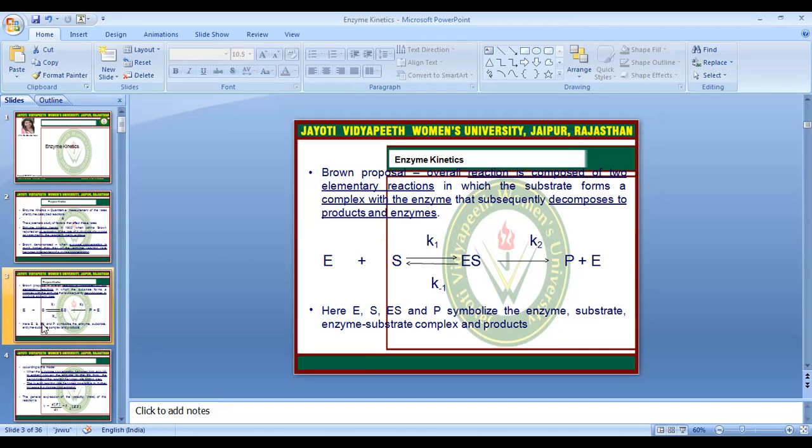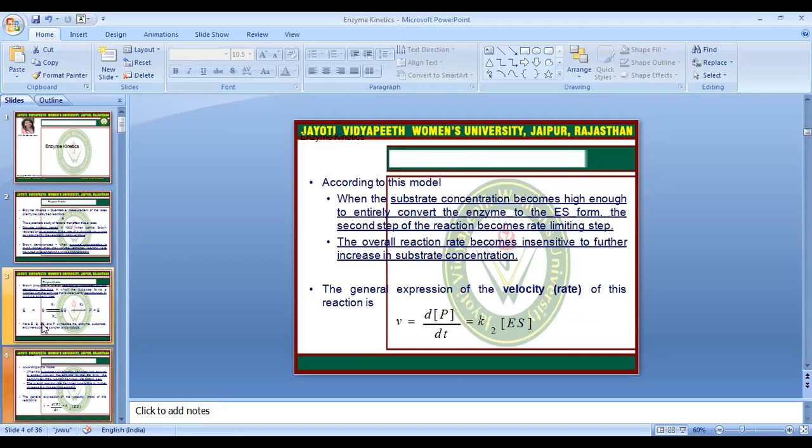Here we can see in the flow diagram E, which is the enzyme, and S, the substrate, make a complex ES, which then breaks down to produce a product, and the enzyme is separated. According to this model, when the substrate concentration becomes high enough to entirely convert the enzyme to the ES form, the second step of the reaction becomes the rate-limiting step. The overall reaction rate becomes insensitive to further increase in substrate concentration.